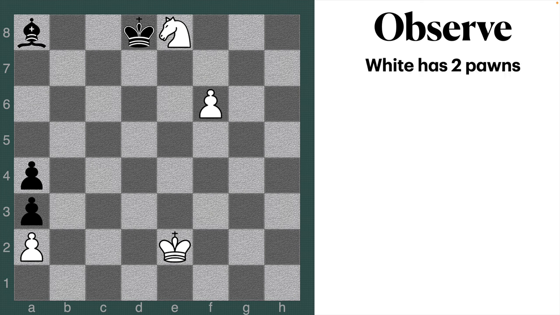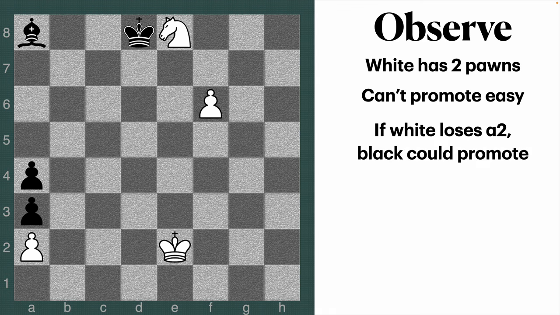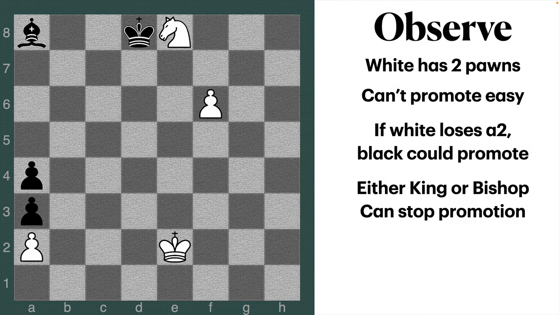So what is it that we observe in this position? White has 2 pawns. The promotion of the f pawn, even though it's on the 6th rank and it's just 2 moves away from promoting, is not easy because of white having a knight and the king being very far away. If white loses the a2 pawn, black could promote. So there's a potential threat.